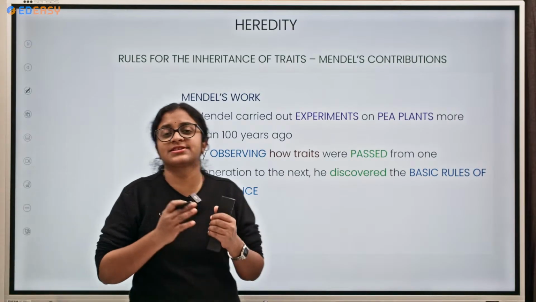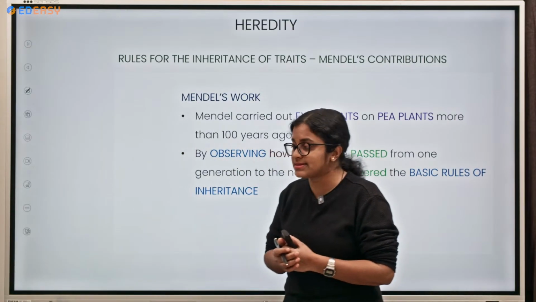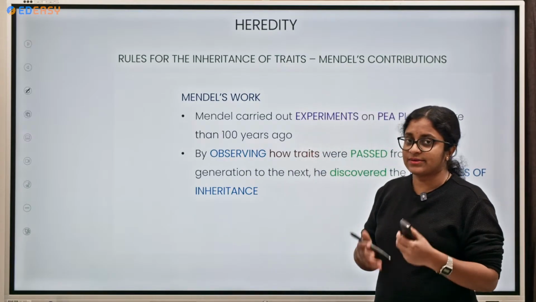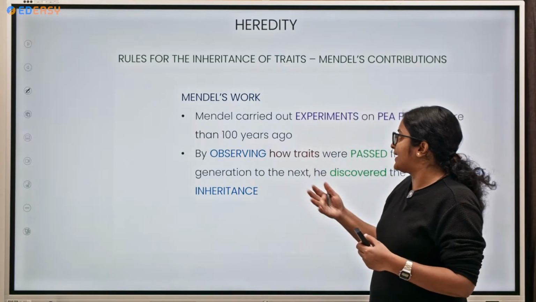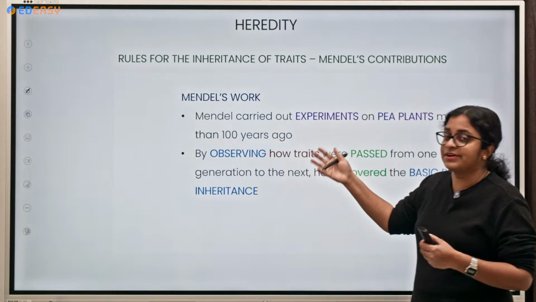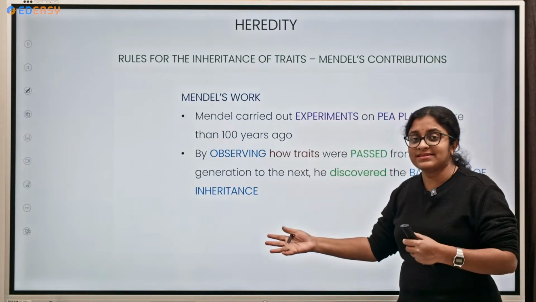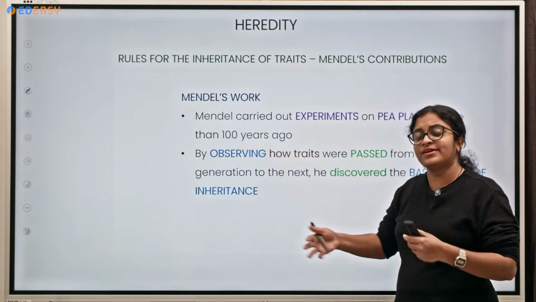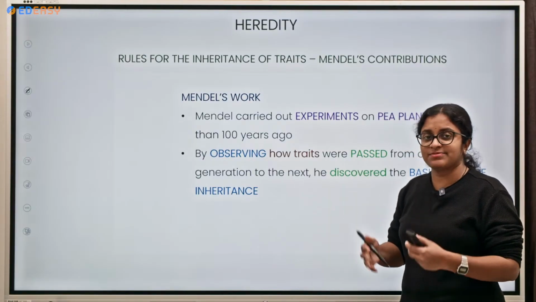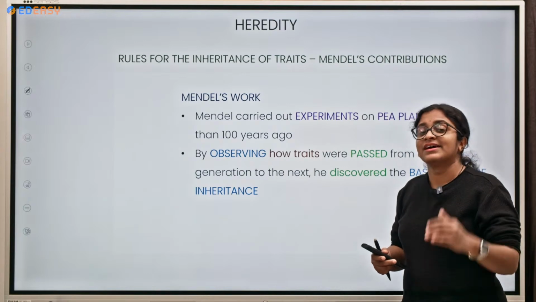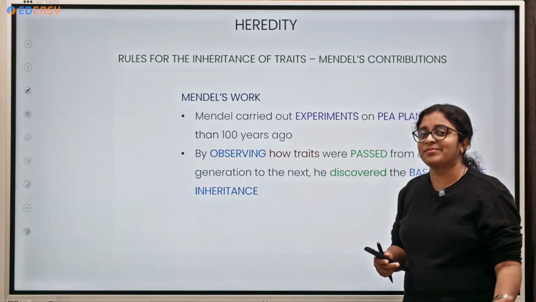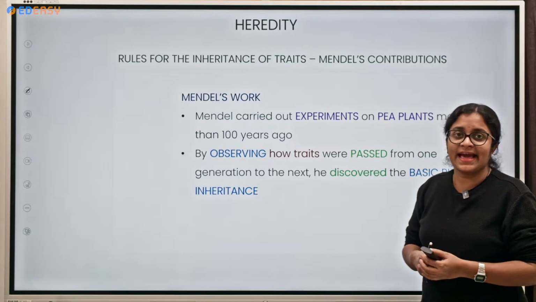Mendel carried out extensive experiments on the pea plants. More than 100 years ago this was done. So we can say that he contributed the work, and his work was put forward by other scientists, and they also carried out extensive research on the concept of genetics, and till now many research activities on genetics are getting carried out.